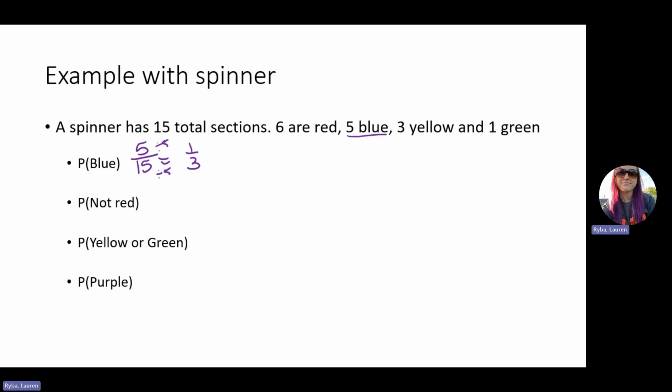The next question says probability of not red. So you have 2 choices. You can find the probability of red and subtract it from 1, or you just count up everything else. So we know 6 are red, meaning 9 are not red, because those 2 have to sum to the total of 15. 6 and 9 make 15. So 9 out of 15 are not red. These are both going to be divisible by 3. So 3/5.